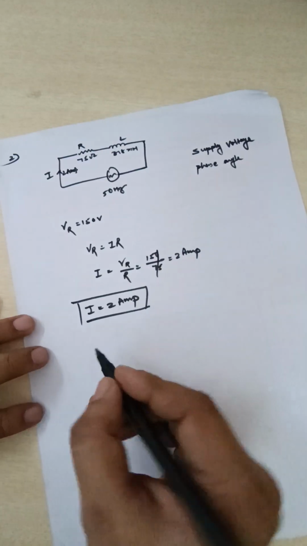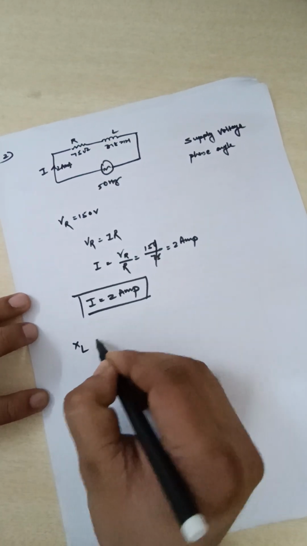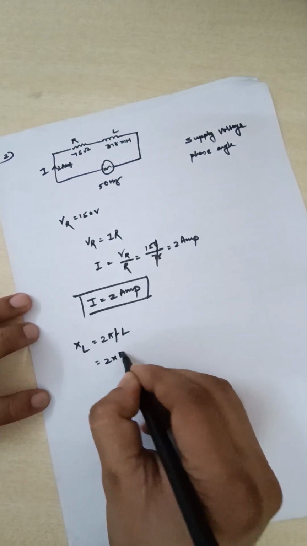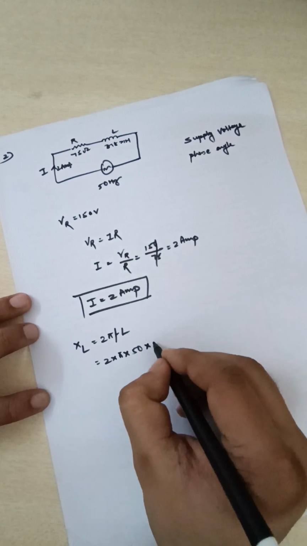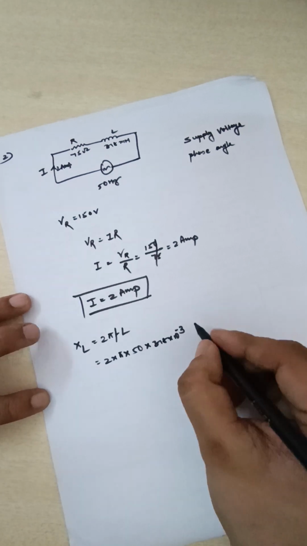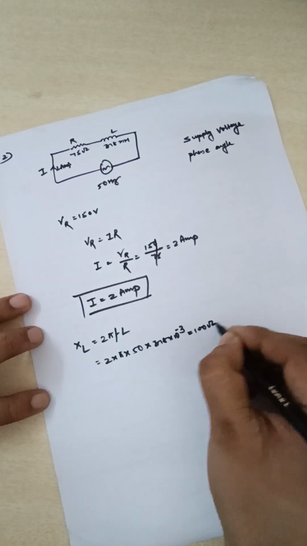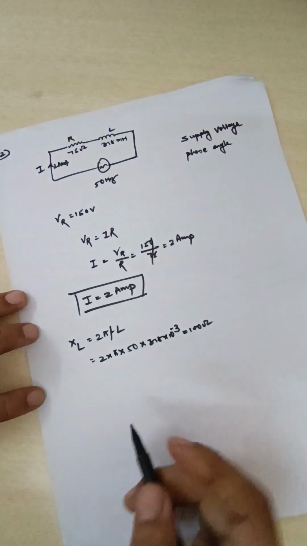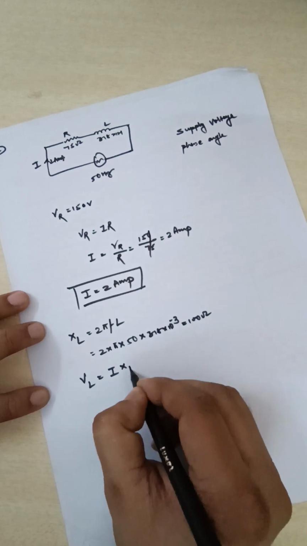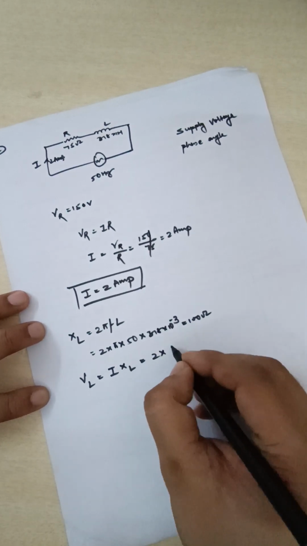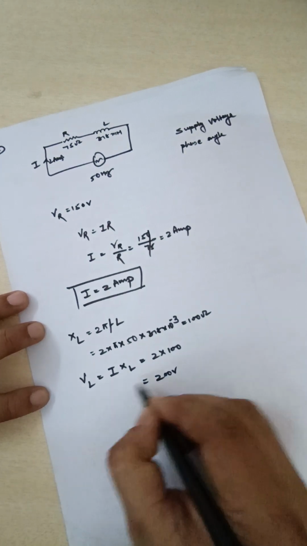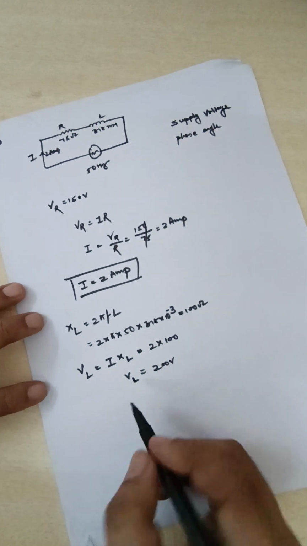L is given. We have to find first of all XL. So what will be the value of XL? 2 pi f into L. Put the value: 2 into pi into f is 50 and L is 318 millihenry, 318 into 10 raised to power minus 3. So it will become 100 ohms. This is the value of XL. So what will be the value of VL? As we have already calculated the current, I into XL. I is 2 ampere and XL is 100 ohm. So it will become 200 volts. This is the value of VL. Clear?